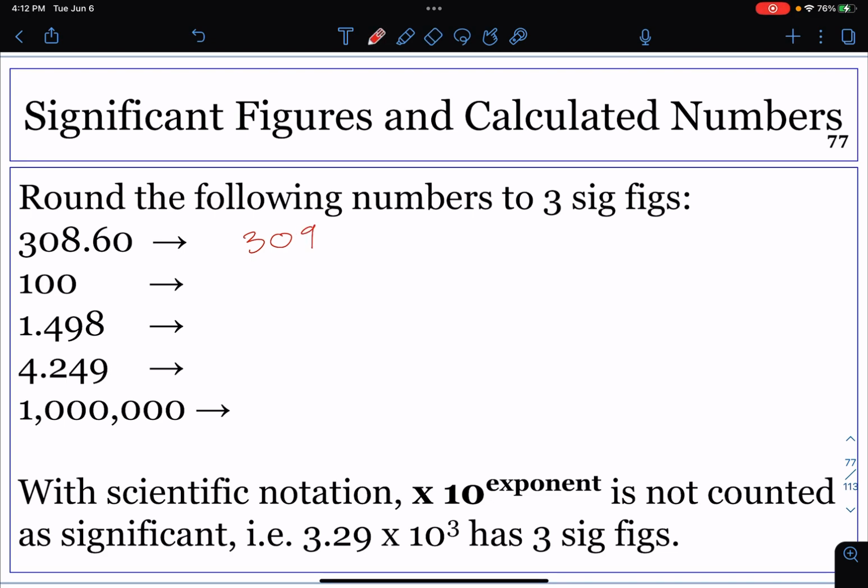This is actually the most accurate that we can represent our answer of 308.60. This is not more accurate. We don't know the measuring device that was used, and this is as accurate as we can show our answer, 309. Pause the video and try the rest on your own before seeing the answers.